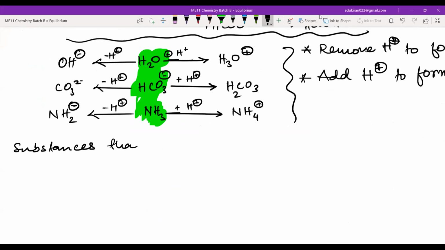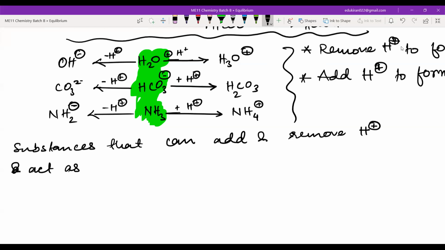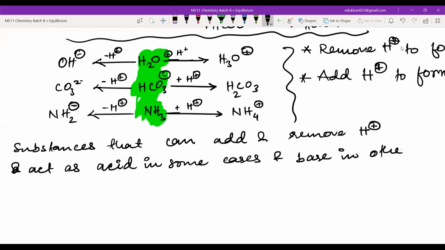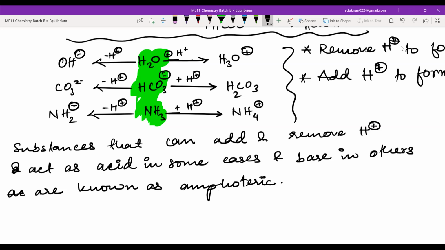Substances that can add and remove H plus and act as acid in some cases and base in others are known as amphoteric. They are known as amphoteric. Okay.